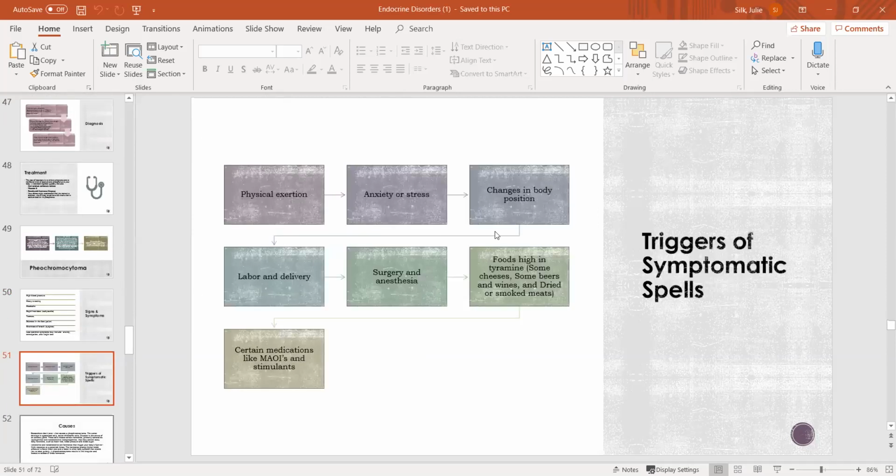Now, if you have this tumor, it doesn't mean that you're constantly having these symptoms. There are triggers that can set off a spell. For example, physical exertion, some type of stress, surgery, labor and delivery, even foods high in tyramine. Stuff like that could trigger an episode where your blood pressure shoots up and you have all those crazy symptoms.